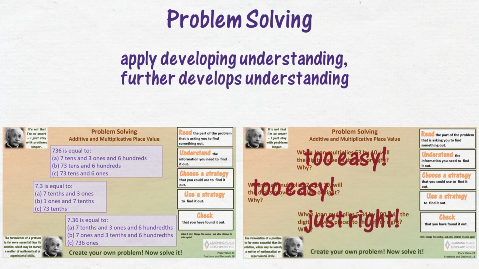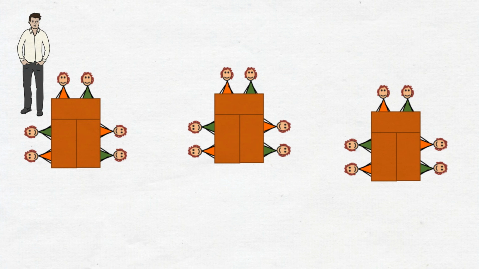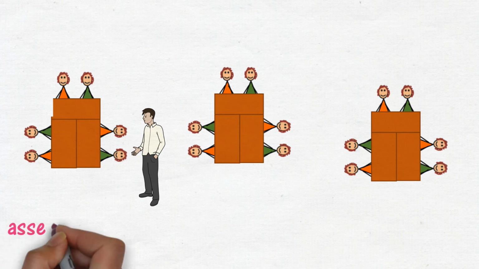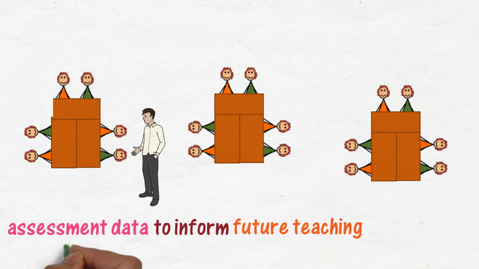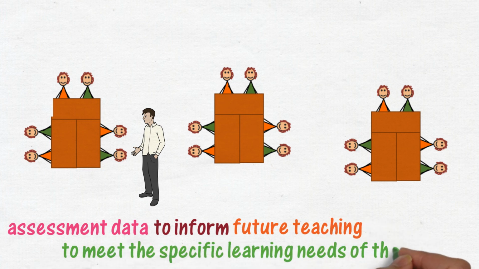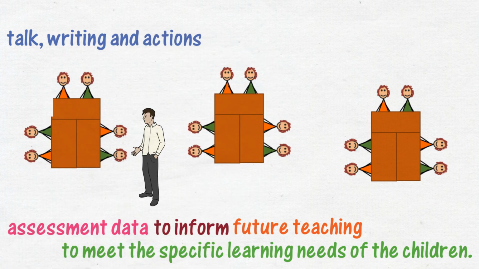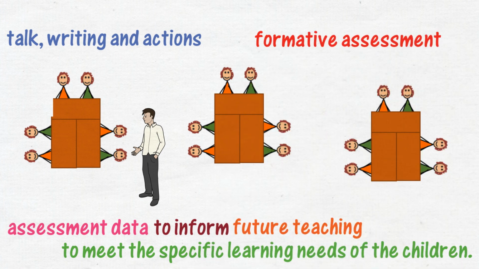Observing and questioning children as they investigate, listening as they explain their understanding to a friend, and collecting books at the end of each lesson all provide immediate assessment data which can then be used to inform future teaching to meet the specific learning needs of the children. The children's talk, writing and actions all display their current level of understanding. Thus, teaching and formative assessment are indivisible.